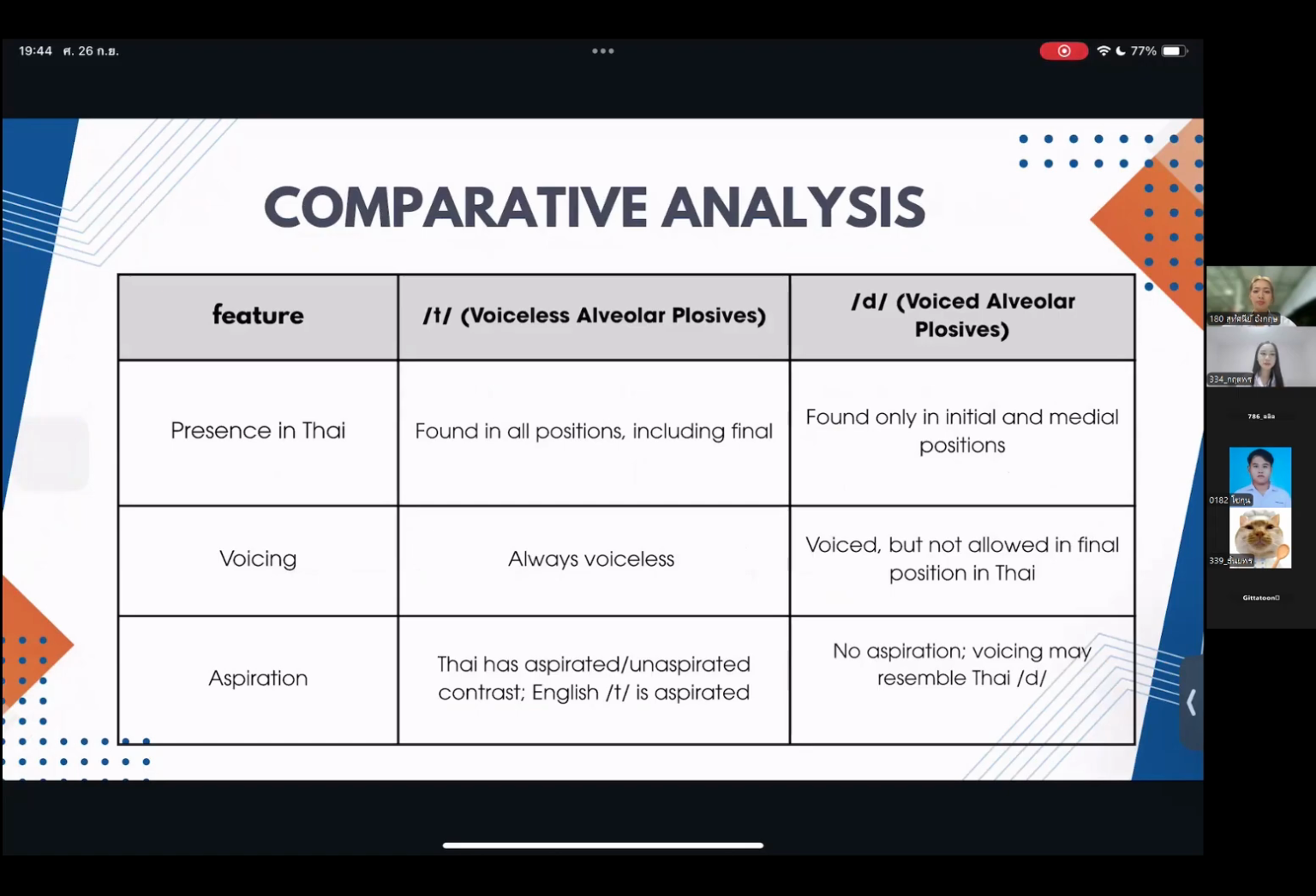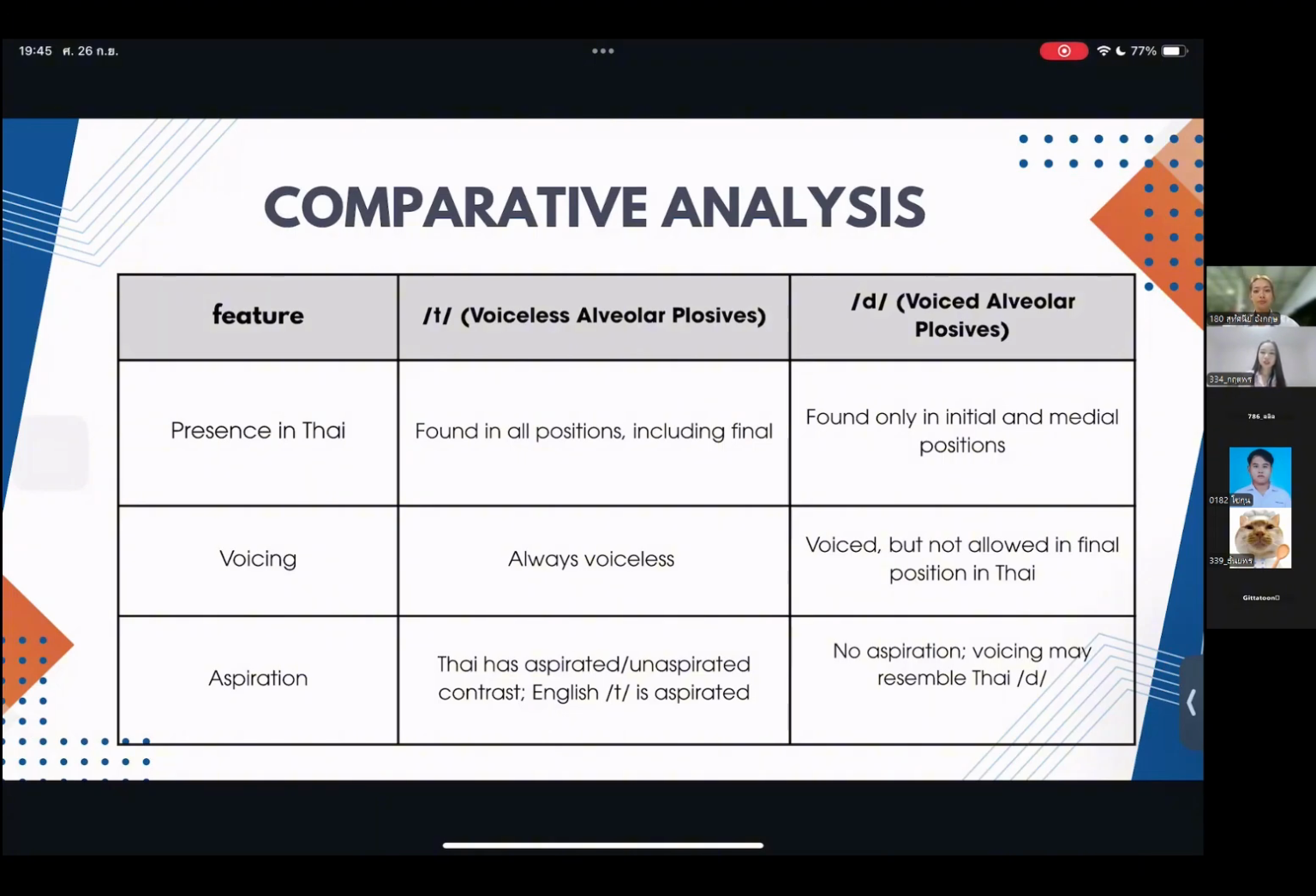Now let's move to the comparative analysis of T and D sounds. When we look at the two sides of the table, we see similarities and differences. On the similarity side, T and D are heavily shaped by Thai phonology. This leads to the same types of errors, such as omission or voicing confusion. Learners can often hear the difference between the two sounds, but when they produce them, mistakes appear.